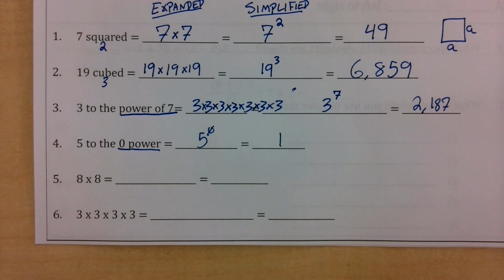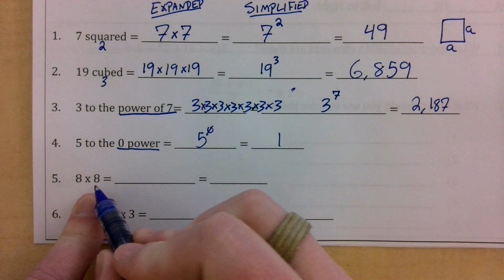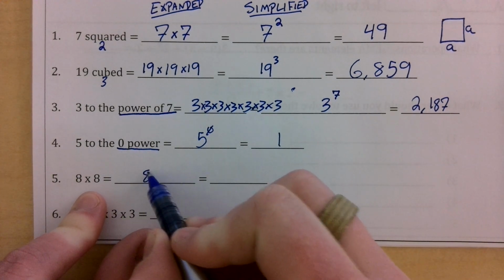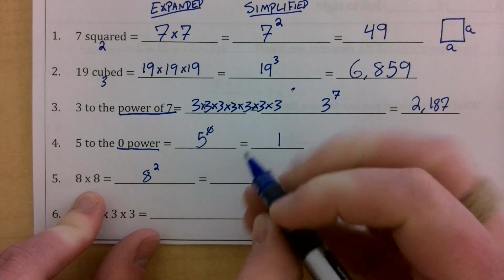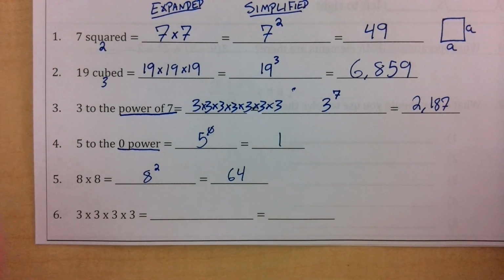All right. Next we have 8 times 8. 8 times 8, there's 2 8s, so 8 to the 2nd power. 8 times 8 is 64. I know that off the top of my head because I do this a lot. Use a calculator if you need to.